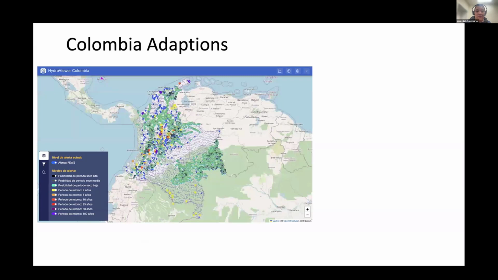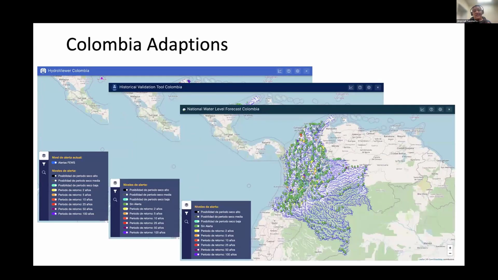We do the same for Colombia. The main difference is that in Colombia, they use a statistic called the 7Q10 to define if there is a low-level warning, not only flood warnings, but low-level warnings. And they extend that to all of the applications.